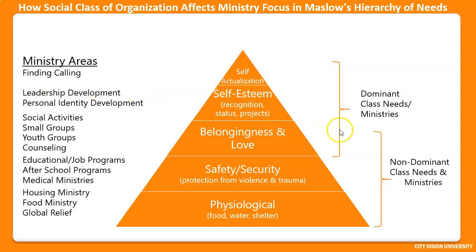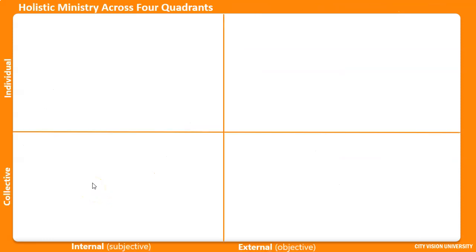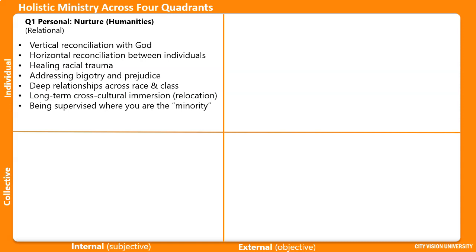But what happens is, there's this bias where a lot of the dominant class will say, well, these needs at the top half are the spiritual needs, and these needs down here are not spiritual. And as we talked about before, you can't separate those out, because the gospel is a whole. You can't separate them. So again, another way of looking at this is, you have holistic ministry across four quadrants.